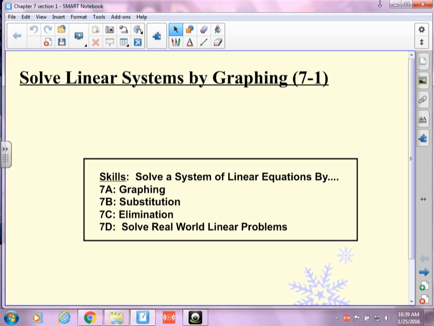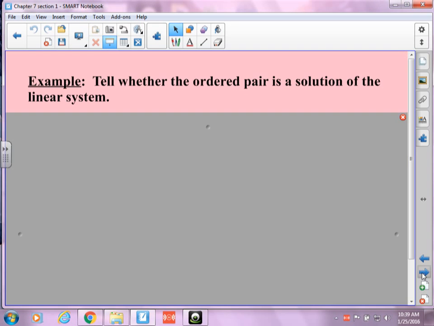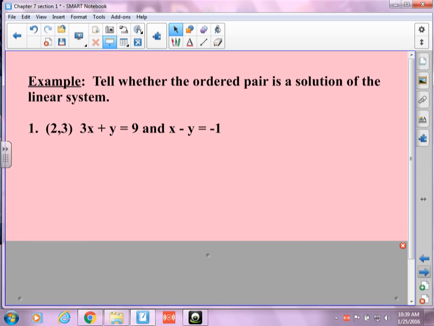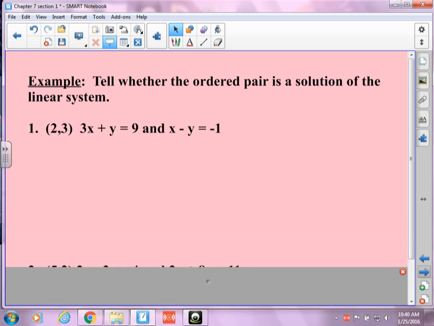And then the real world problems we're going to take separate. You're going to take a separate test on that. So it's not all together and it's not overwhelming. Okay? So today it says tell whether the ordered pair is a solution of the linear system. Now you've seen this before, but it was a little bit different because rather than two equations we had what? We had one. So you're going to do this like you did before, but rather than checking it in one equation, you're going to check it in two, right?